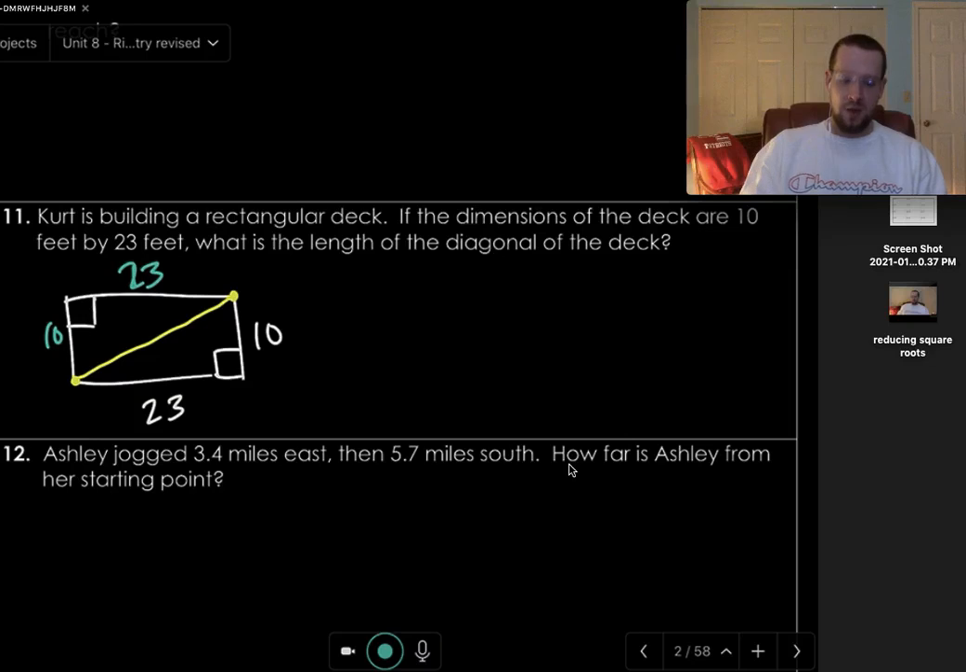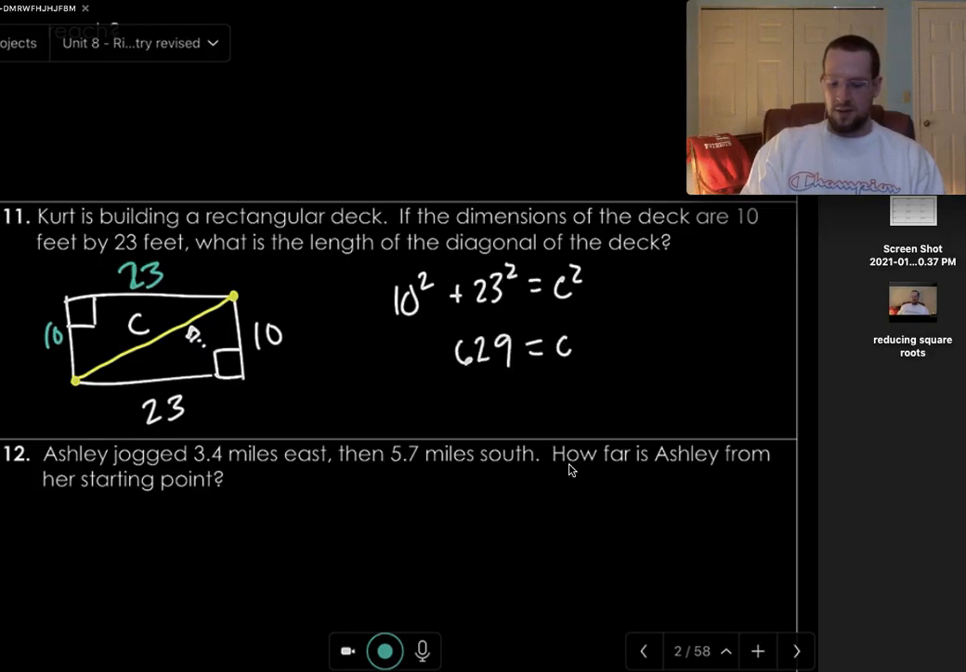So what we want to do here is use the Pythagorean theorem. Here's the right angle, and here is the hypotenuse, so this is going to be C. So what do we have to do here? 10 squared plus 23 squared is equal to C squared. Add these two numbers together, we get 629, and that is equal to C squared.